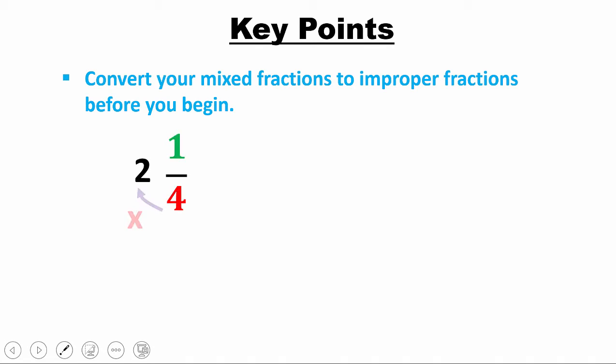Here's an example. So we've got 2 wholes and a fourth. The first step is you're going to multiply the denominator with the whole value. You get 8, plus the numerator, you get 9. And then you're going to get 9 over 4, which is pronounced 9/4. You can also say 9 fourths. And that's going to be our answer.